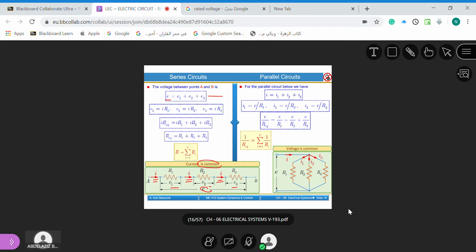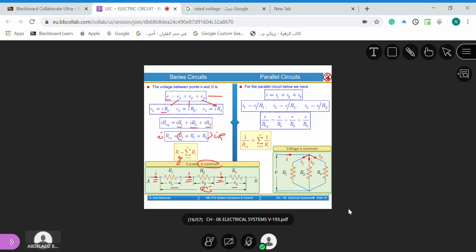We substitute E1 by IR1, E2 by IR2, and E3 by IR3. So you will see IR1 plus IR2 plus IR3. You can take I common from here and here. We can substitute all these resistors by just one resistor, which is R equivalent. So R equivalent will simply be equal to sigma Ri. This is when we have the series arrangement.